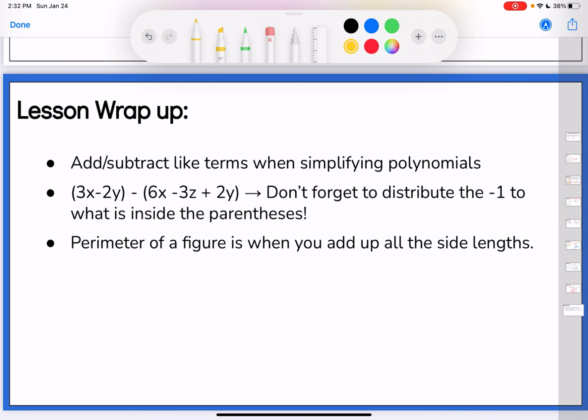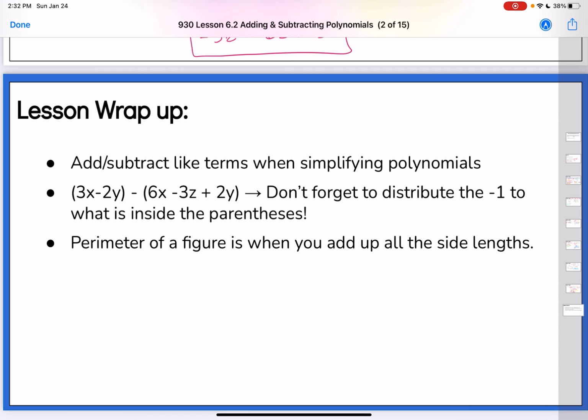All right, just wrapping it up here. Add or subtract those like terms when you're simplifying polynomials. Remember, if they show you those polynomials in parentheses, you have to get rid of the parentheses before you can combine, and watch out for those negative ones. Make sure you distribute that, okay? And then if you forget perimeter, that's when you add up all the outsides.